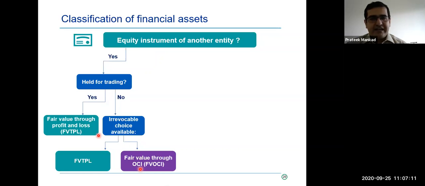Now, if that company declares dividends, irrespective, dividends will go to P&L. Even if it's FVOCI, if the dividend is declared by that company, the dividend can go to P&L. It is only the fair value gains and losses and realized gains and losses that will remain in OCI. Now, this is as far as the instrument that you are dealing with is an equity instrument of another entity.